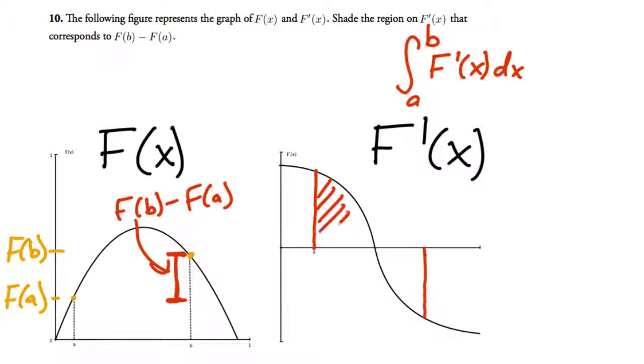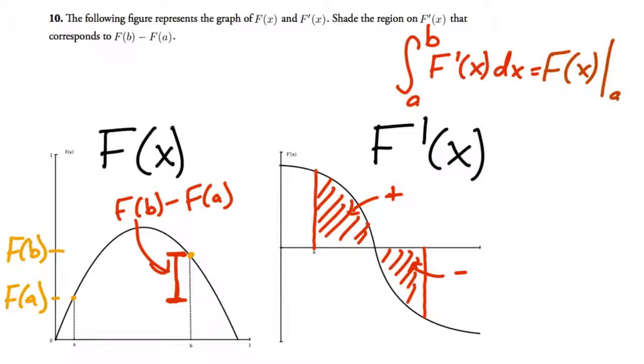So if you find this, counting of course this one as positive area and this one as negative area, then you would get capital F of b minus capital F of a. You can also see this if you use the fundamental theorem of calculus, which says find the antiderivative of capital F prime of x, that would be capital F of x. Evaluate from a to b, this would give you capital F of b minus capital F of a, which is exactly what you're looking for. And that's pretty much it.